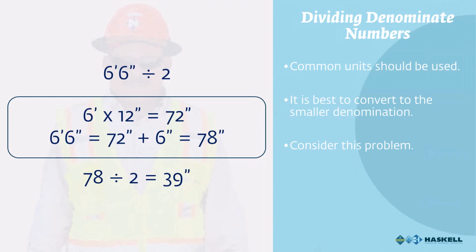When dividing denominate numbers, it is crucial to ensure that the units are the same. When confronted with a division of two values with different denominations, the preferred approach is to convert them to the smaller denomination. Let's consider an example problem to illustrate this.